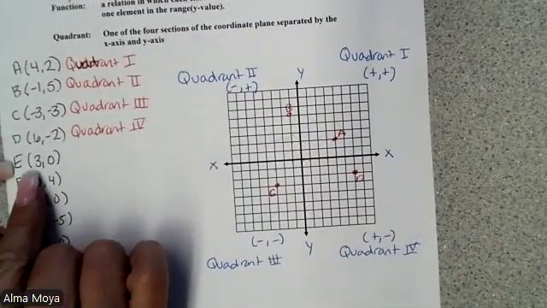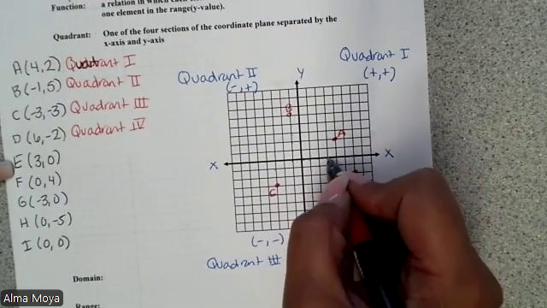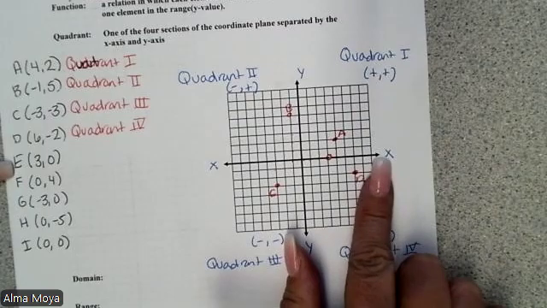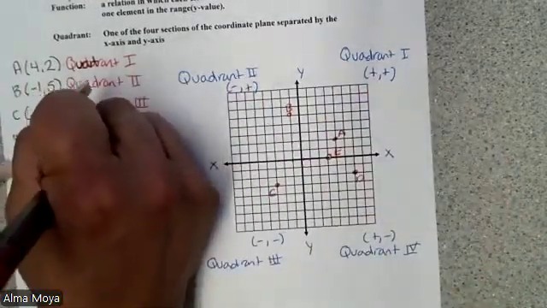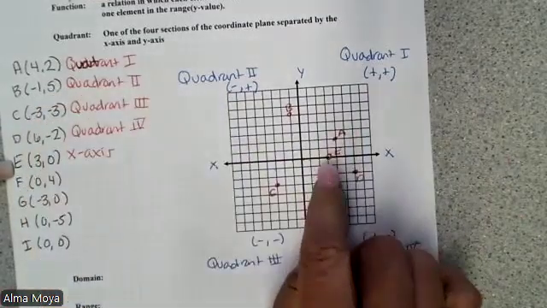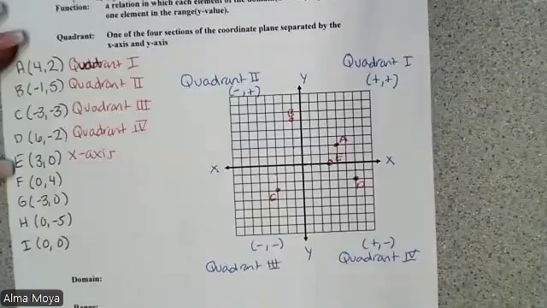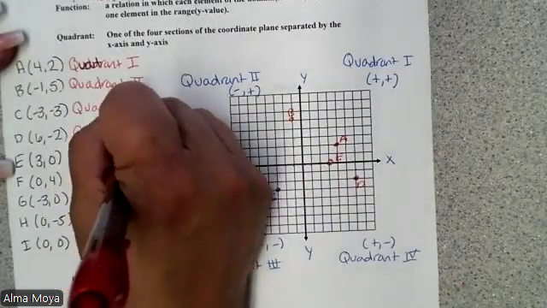Now on this one, X is 3, the Y is 0. So X is 3, 1, 2, 3. And if the Y is 0, it happens to fall not in a quadrant, it's actually on the X axis. So here's point E, and I'm going to put X axis because it doesn't fall in on an exact quadrant. It's between quadrants 1 and 4. And it's on the positive side of the X axis.